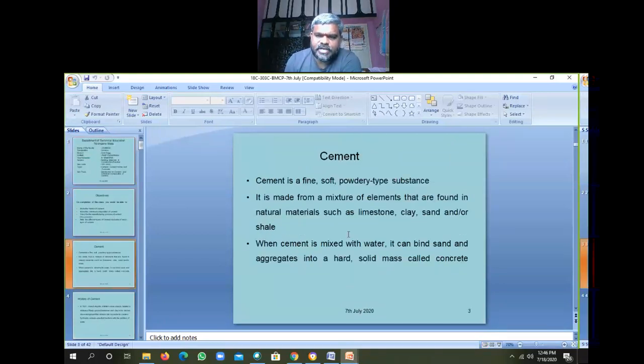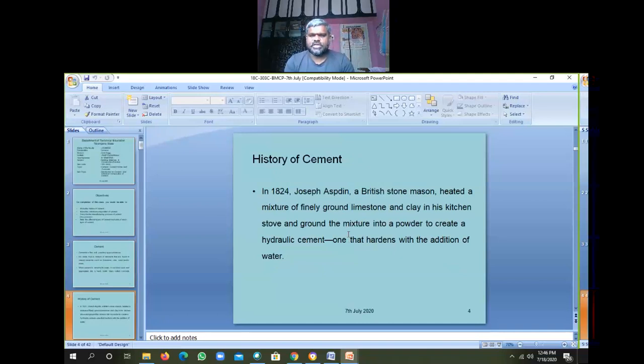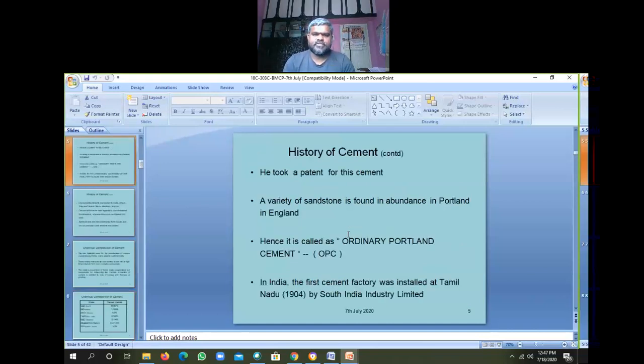So cement is a fine and soft powder type substance. It is made from mixtures of elements, right? In the history of cement, we have seen John Joseph Aspdin in his kitchen made a hydraulic cement with the help of pozzolana materials. We have also seen how ordinary Portland cement got its name.